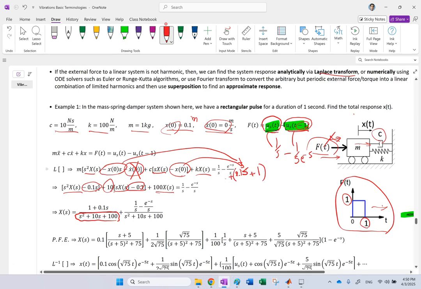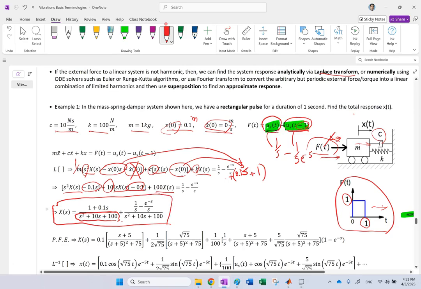On this left-hand side, I will get m is 1, so I get s squared, plus what? C is 10, so plus 10s, so s squared plus 10s, plus k, which is 100, exactly this one, times x is equal to the right-hand side. So I divide both sides by the coefficient of x of s, and there we go. This is my Laplace of the solution.